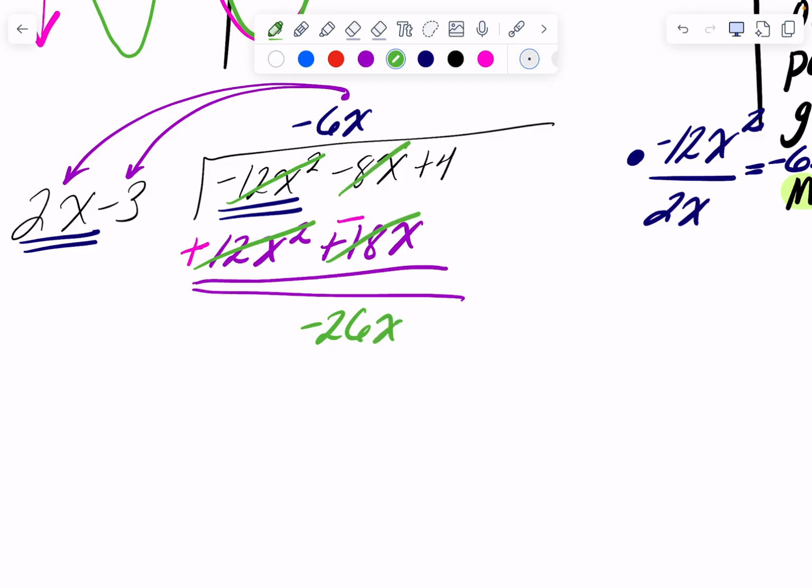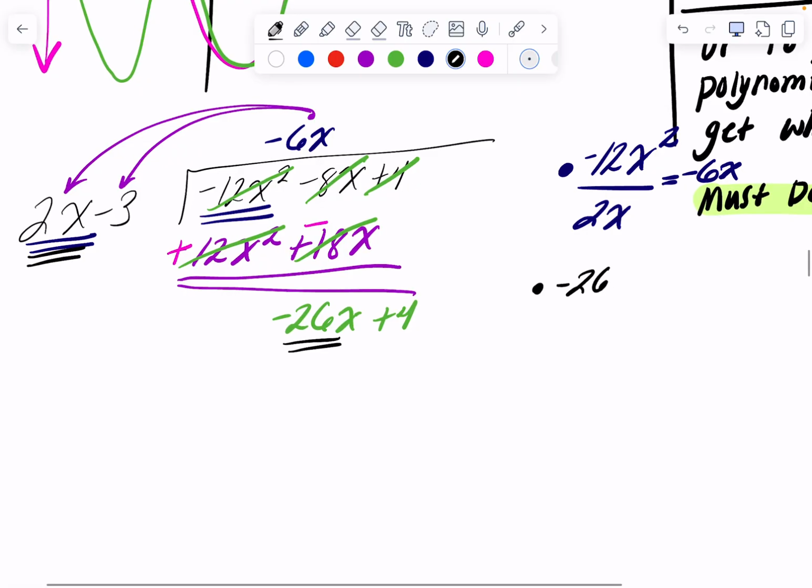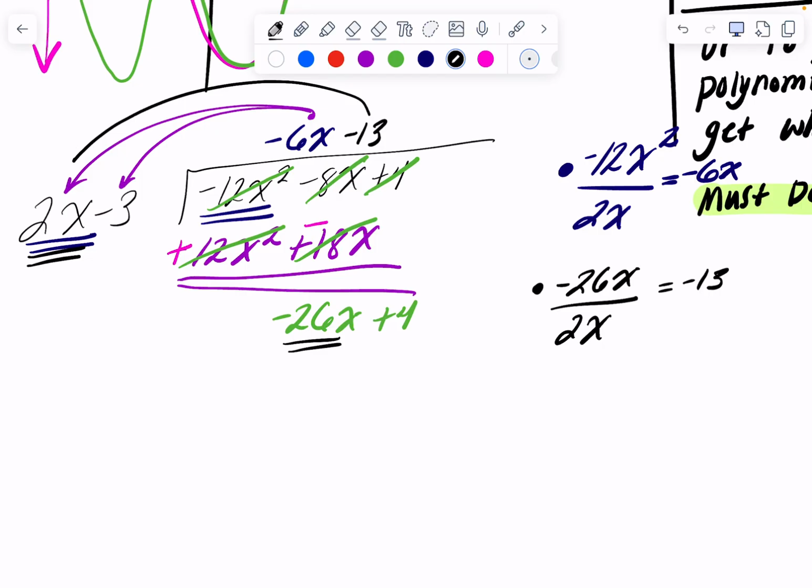Now we just start the process over. Bullet point: you do leading term divided by leading term. So negative 26x divided by 2x is negative 13. I then need to multiply negative 13 back down, because that's the leading term, and that's what we always do. Oh, are you asking why it added up to be negative 26?